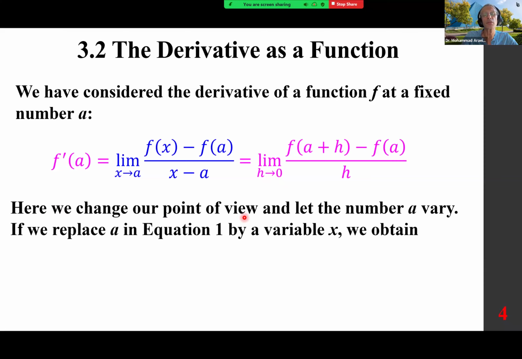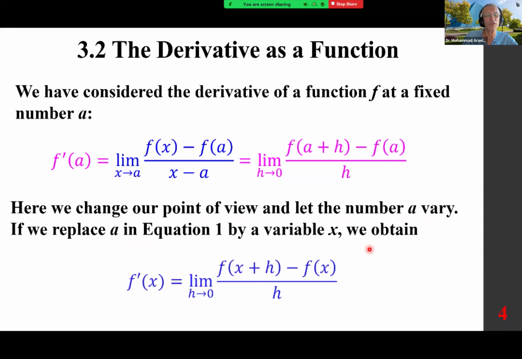Here we change our point of view and let the number a vary. If we replace a in equation 1, this is equation 1, by a variable x, we obtain f prime of x equals the limit of f of x plus h minus f of x over h as h approaches 0. If you want to use this, you keep it at a. When you're done, at the end, you change it to x. That can be done as well.